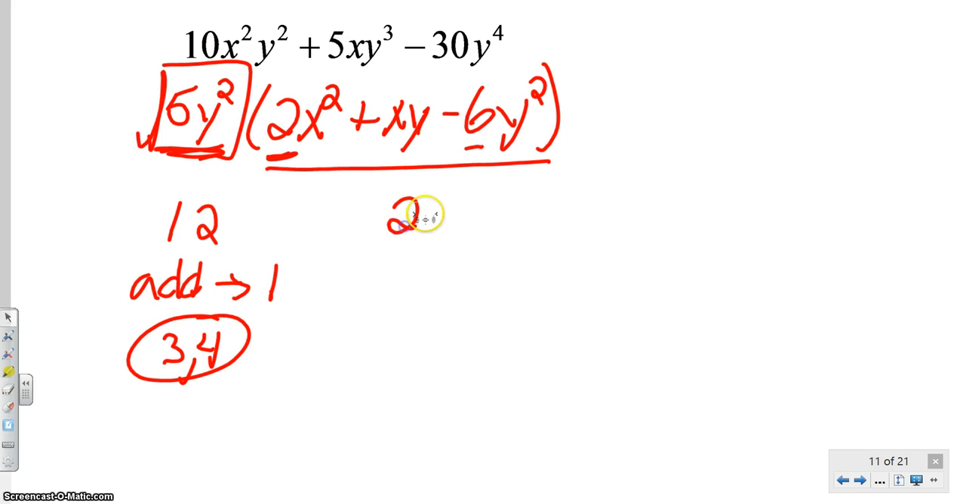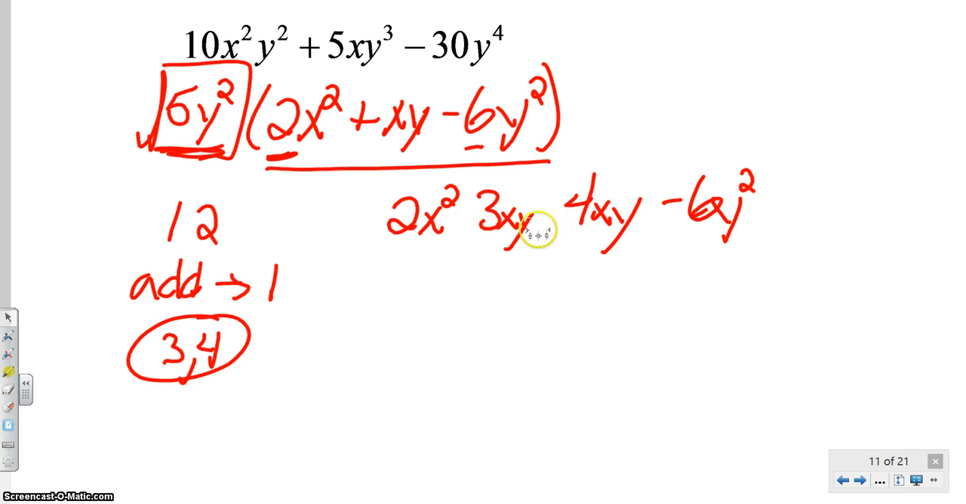So I have 2x squared plus, oh hang on, let's just do 3xy, 4xy, and then we got minus 6y squared. All right, the reason why we leave these blank is we have to figure out which one's which, because here we are subtracting.